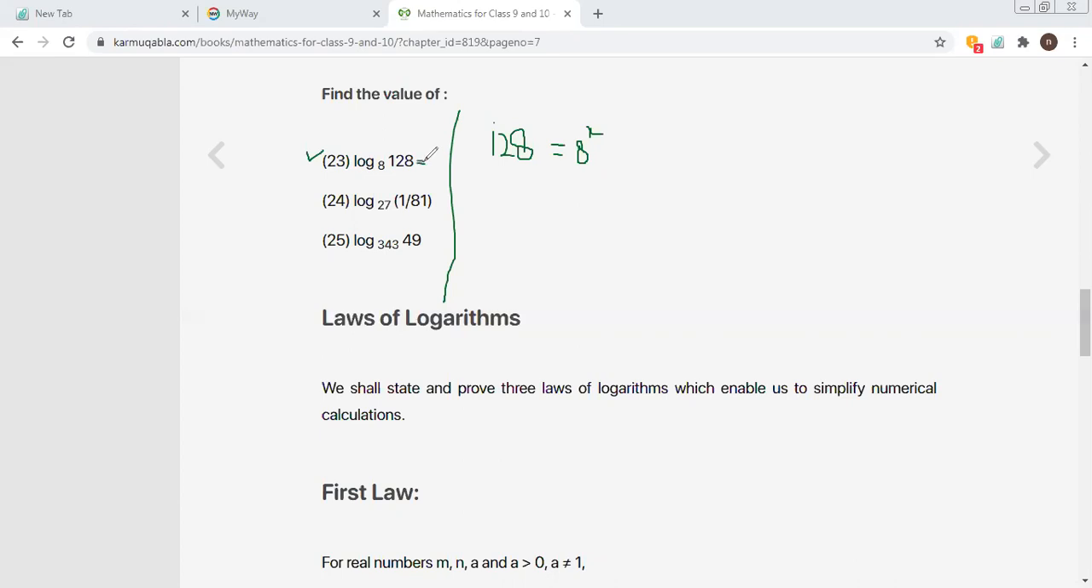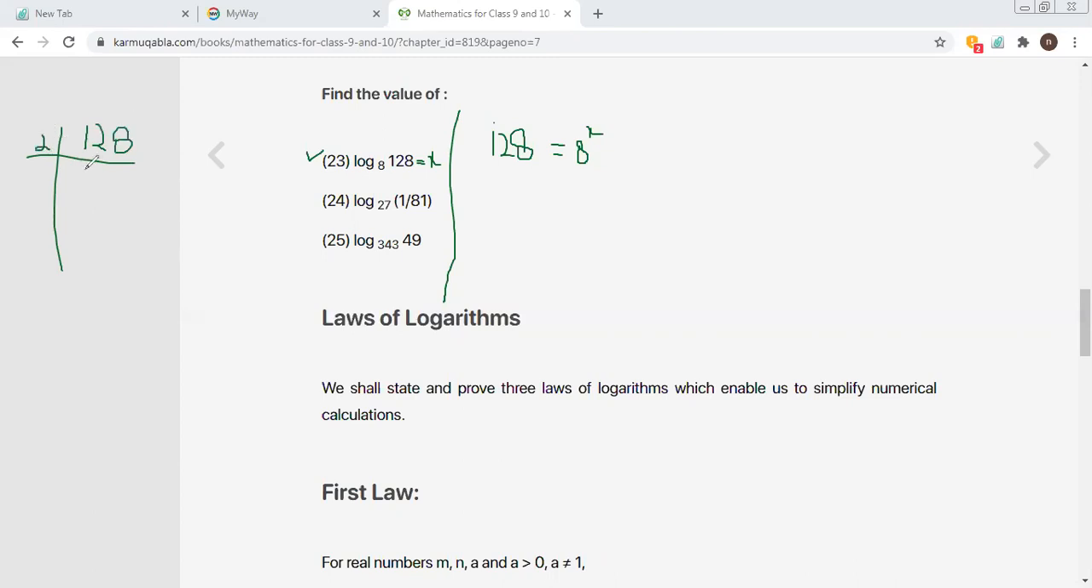We can write it here as well. Done? Okay, 128. Take the LCM of 128 power x, 128.